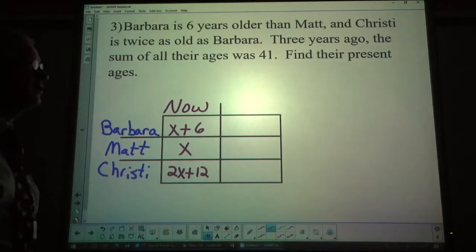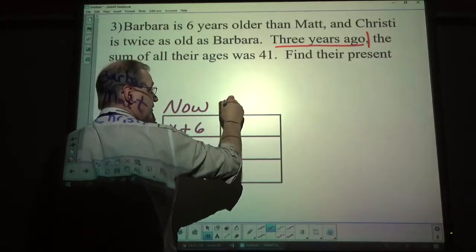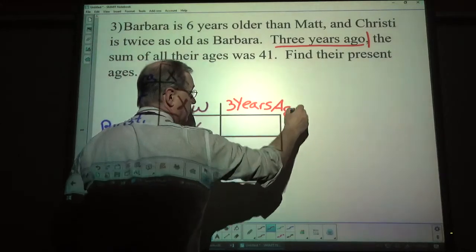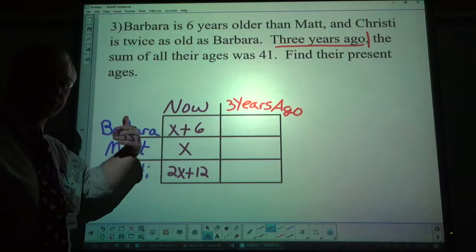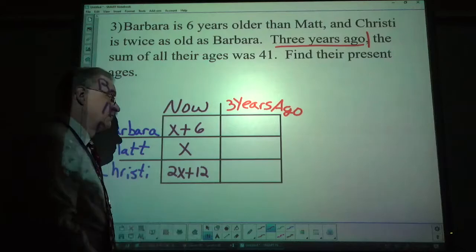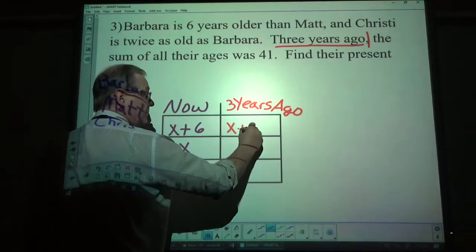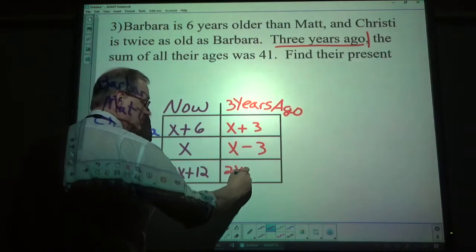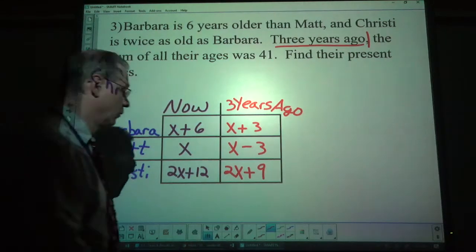3 years ago. As soon as you see that, stop reading, write it in, 3 years ago. 3 years ago, you were younger. So it's subtracting 3. So I'm going to subtract 3 from all these. X plus 6 minus 3 would be plus 3. X minus 3. And 2x plus 9. 12 minus 3.